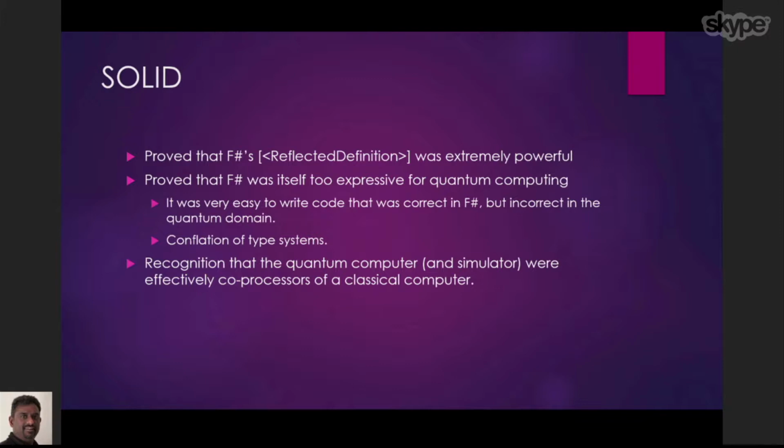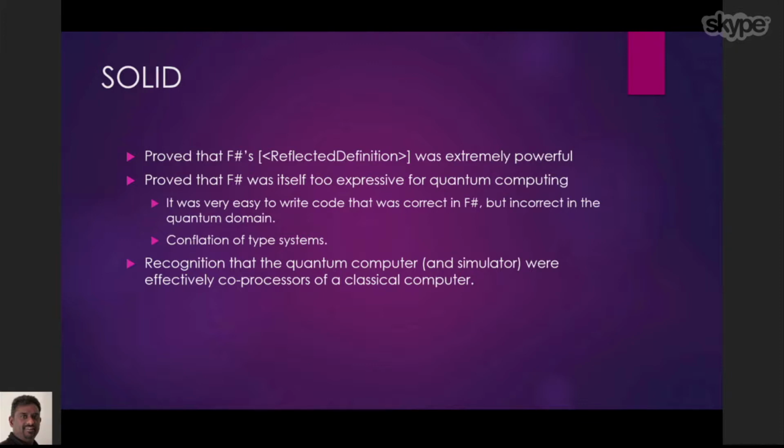Additionally, you have a conflation of type systems, so you'll end up having the ability to create complex types, for example, in F#, which really have no meaning in the quantum context. But of course, now we recognize that the quantum computer and the simulator are both really co-processors of a classical computer. And so there are two real programs that are interleaved. That's really the big message that came out of this.